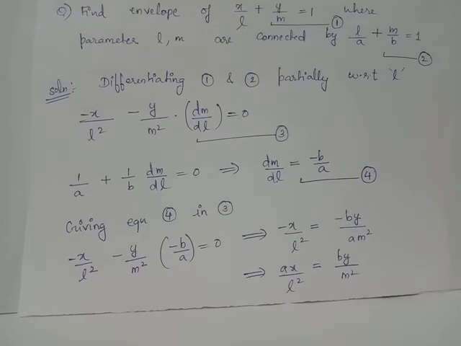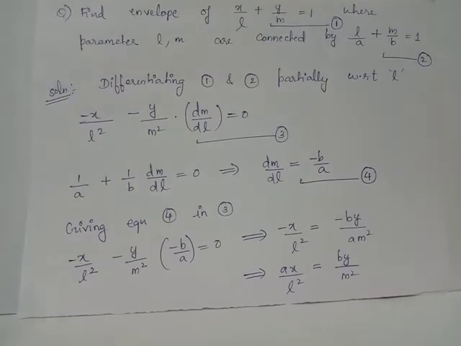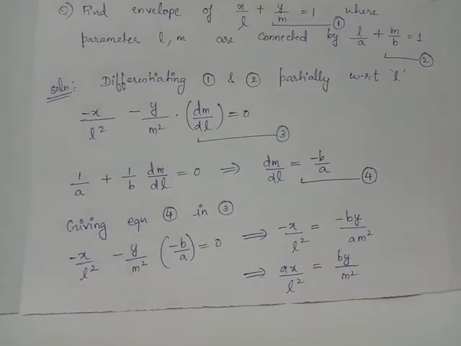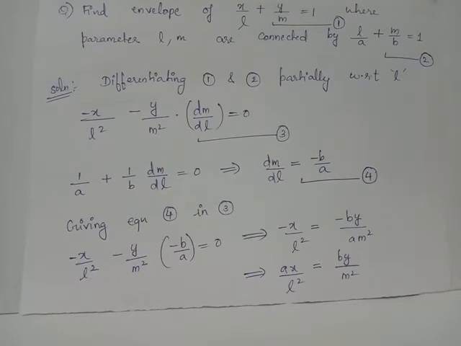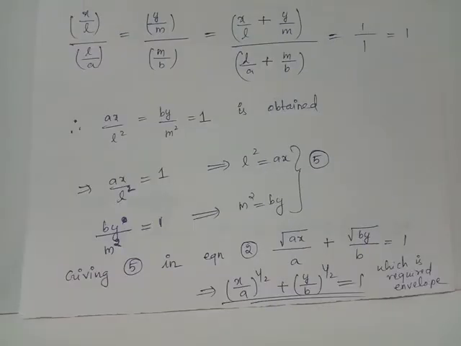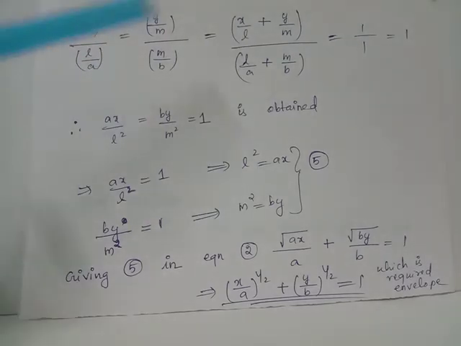When you substitute equation 4 in equation 3, that is when you just replace dm by dl using minus b by a, we have equation 3 rewritten in this way. On simplification, it becomes ax divided by l square equals by divided by m square. You can rewrite ax divided by l square as x by l divided by l by a. Also, by divided by m square can be written as y by m divided by m by b. By applying the componendo or dividendo rule, these two ratios will be equal to this ratio.